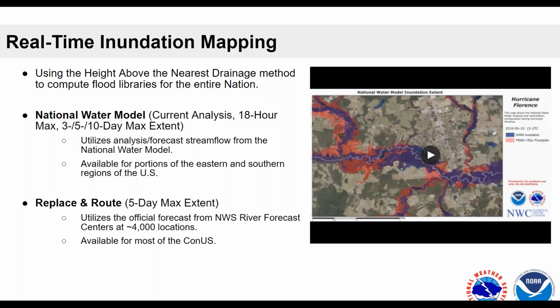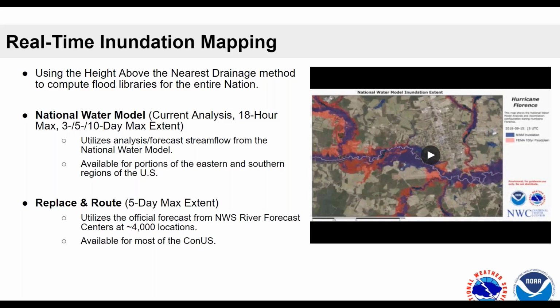The first one utilizes the analysis and forecast stream flow output from the National Water Model. With this version, we provide a look at current inundation extent as well as 18-hour, 3, 5, and 10-day maximum extents. Currently, we're running that in real time for portions of the eastern and southern regions of the U.S., but we have plans over the next year to expand this out to the entire continental United States.